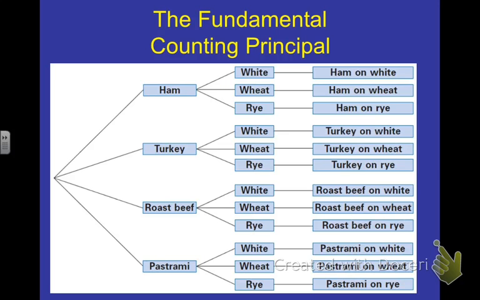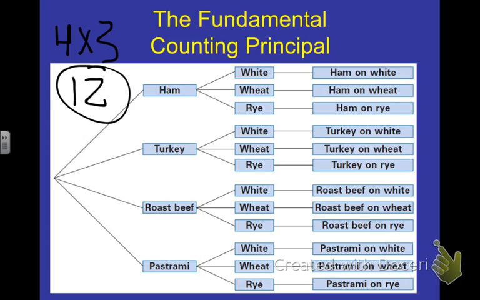And what I could do is I could just count all those up. 1, 2, 3, 4, 5, 6, 7, 8, 9, 10, 11, 12. 12 different choices there, so it tells me I've got 12. Or what I can do is I can make a little shortcut, and instead of doing that, I just take my number of meats, which is 4, and multiply that by my number of bread, which is 3, and 4 times 3 is 12.